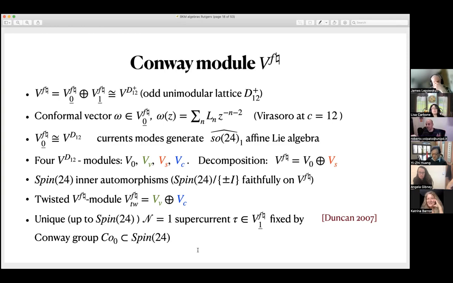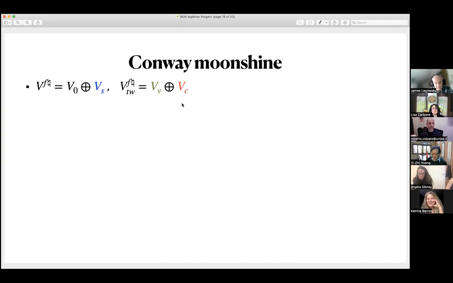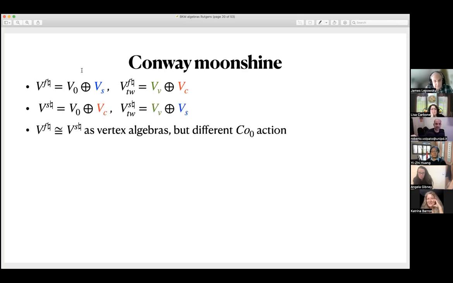So we might ask if there is some kind of genus zero phenomenon going on. And there is some, but it is a bit in a twisted way, let me say. So the thing works like this. This is the decomposition of VF natural and its twisted module into modules for the even subalgebra. So you can build another vertex operator superalgebra, with a very little difference. This is VF natural, this is VS natural. And you just exchange the spinor with the conjugate spinor module, okay? And the same in the twisted module.